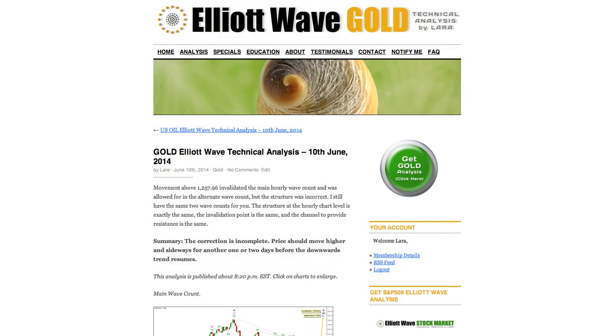I was expecting downwards movement, and I was expecting it to show an increase in momentum. Movement above 1257.96 invalidated that idea. At that stage the alternate could have been correct, but the structure I had there was wrong. I've reanalysed recent sideways and upwards movement. It's a correction, and the correction is incomplete.